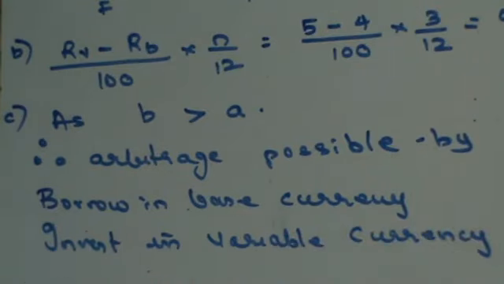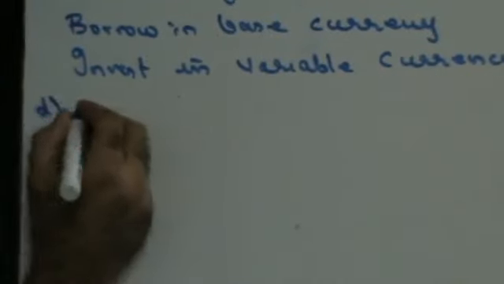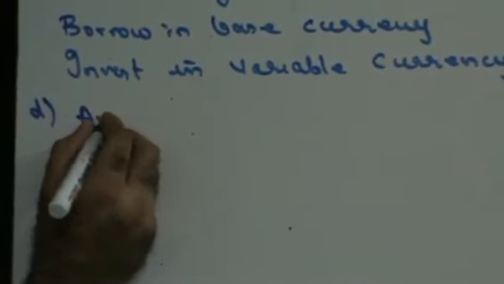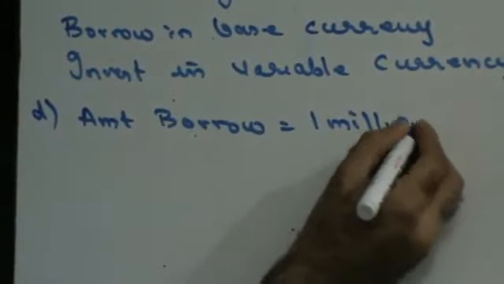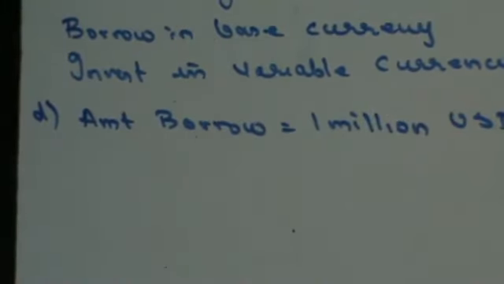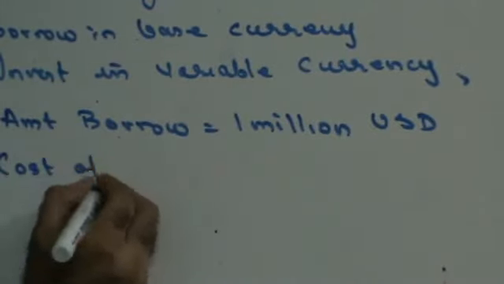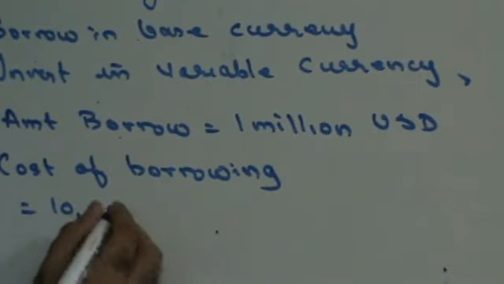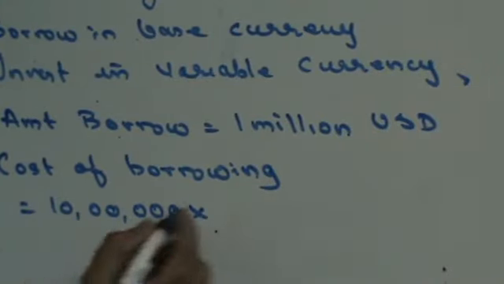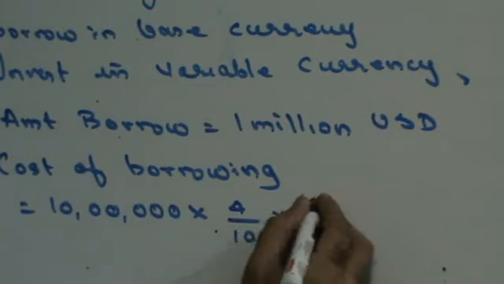So now that means I need to borrow money. From where am I going to borrow money? Now, let us assume that the principal amount borrowed is 1 million of base currency, which is my base currency here, US dollar. If I'm going to borrow from a US bank, I have to pay them interest. So that interest that I pay them is called the cost of borrowing. I'm borrowing 1 million US dollars at rate of interest in base currency of 4% for 3 months.